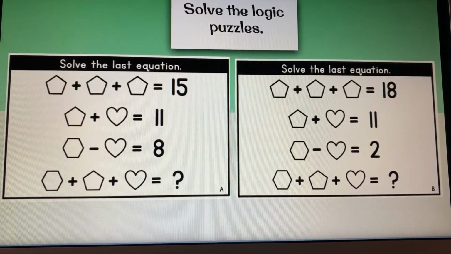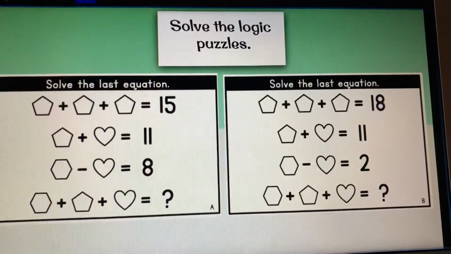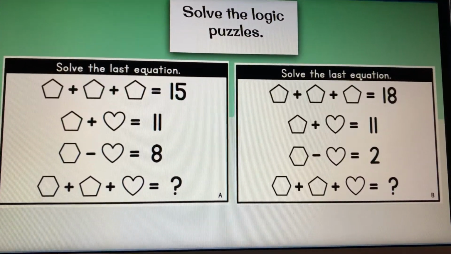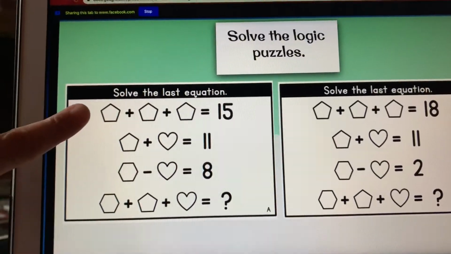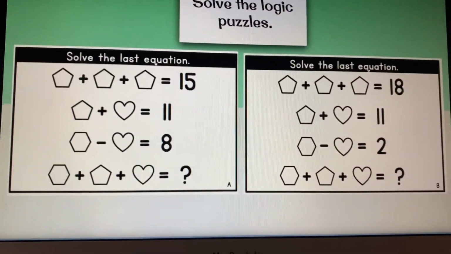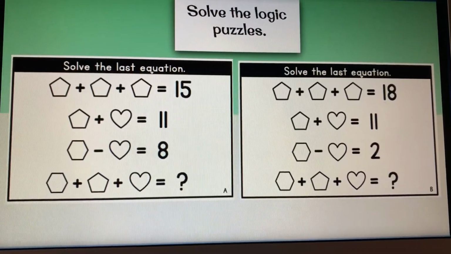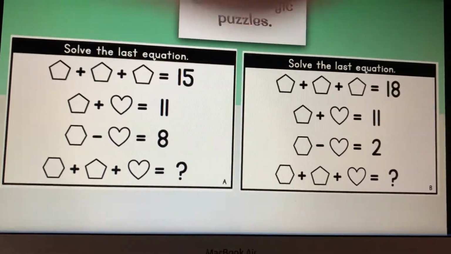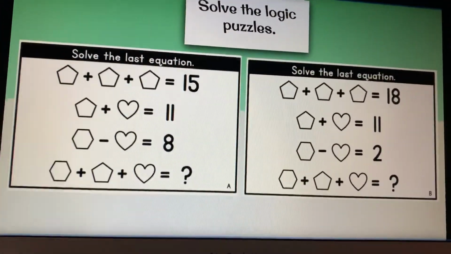So every time you see that pentagon shape, it's going to be the same number in box A, but then when you get to box B, that number is going to be a different number because that's a separate equation. So once I figure out what the answer is for the pentagon here, I'm going to plug that number in there, and then I'm going to see what that answer plus the heart equals 11. So it's kind of like a missing partner equation. So you guys can copy those down, draw your own in your notebook to try to solve, and then let me know what you get for an answer.